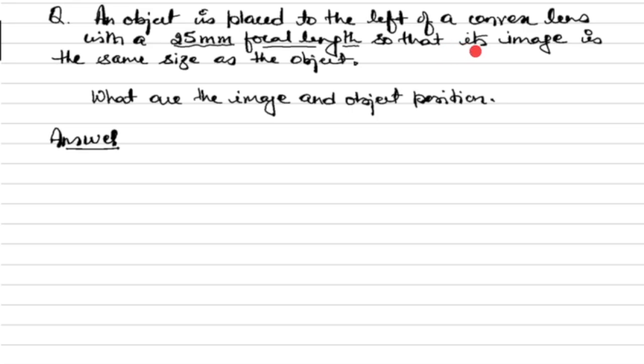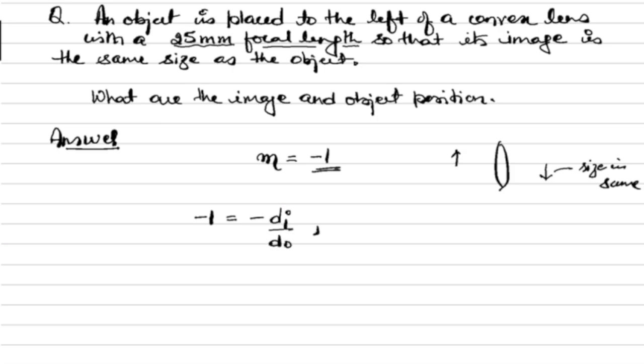If you see, the key line here is "so that its image is the same size of the object." What does that mean? That magnification is equal to -1. Like in a rough diagram, we are getting a same size image here. So the size is same. That's why the magnification will be -1. Let's use the formula minus di divided by do, where the minus signs will cancel out. The distance of image is equal to distance of object. So that is the conclusion from this line.